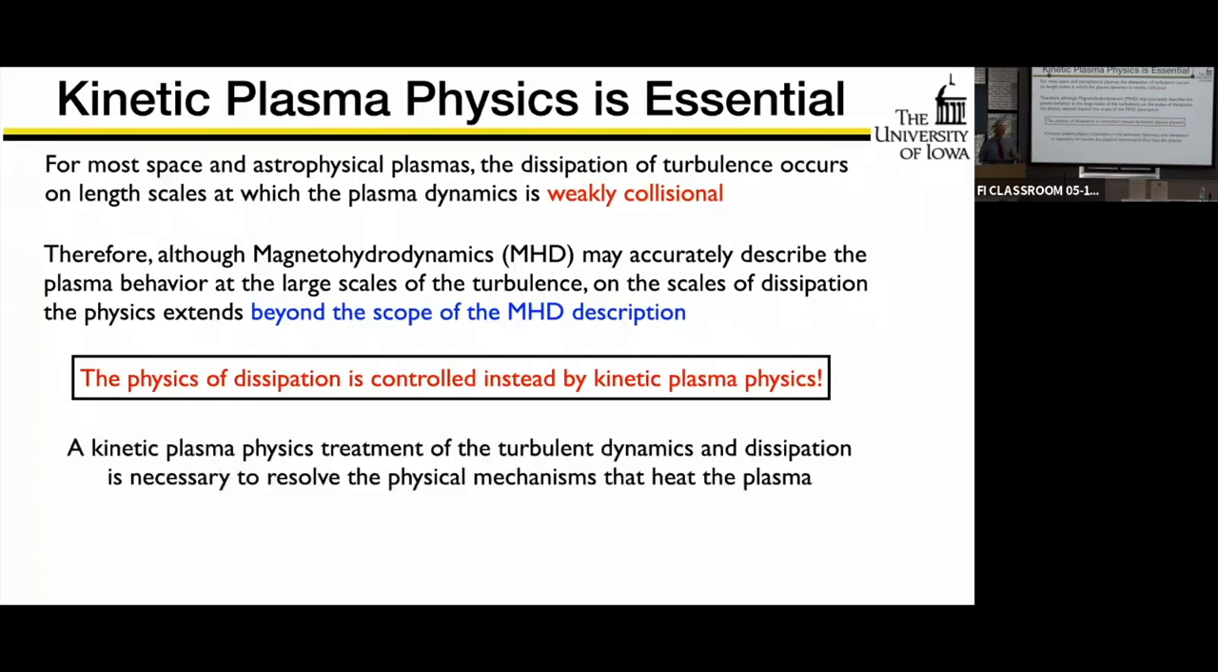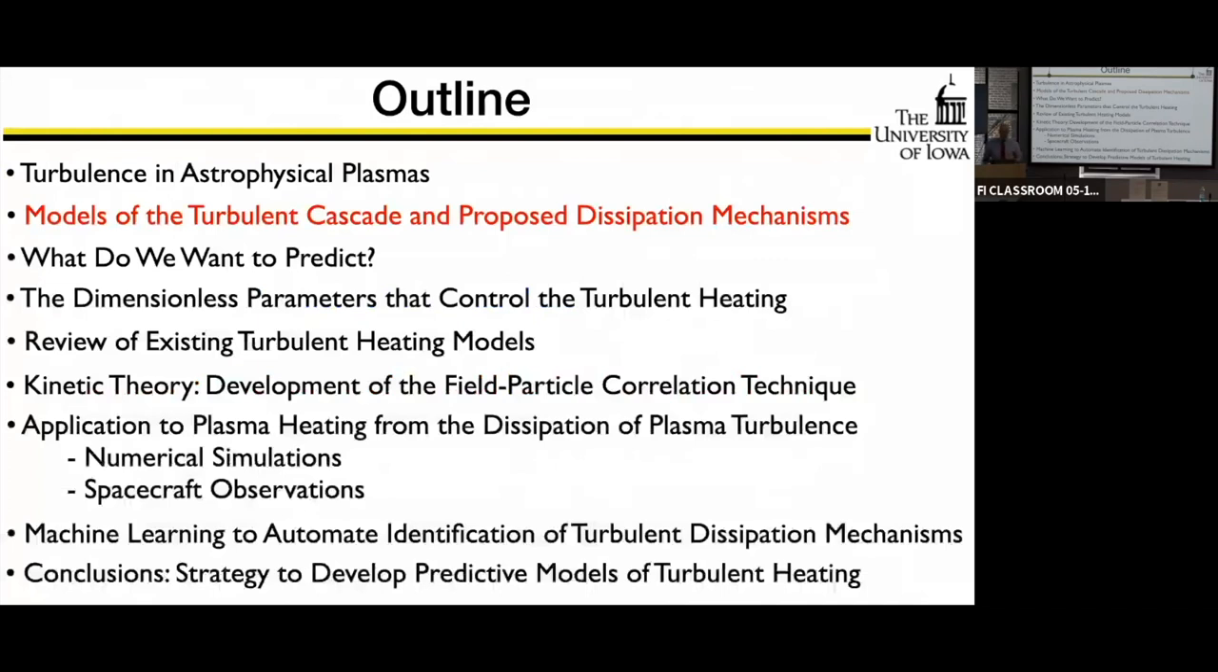So the physics of dissipation is controlled instead by kinetic plasma physics. We need a kinetic plasma physics treatment of the turbulent dynamics and its dissipation to resolve what the actual physical mechanisms are that remove energy from the turbulence and transfer it to the plasma, the particles, the ions, or the electrons.